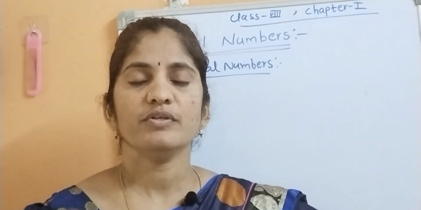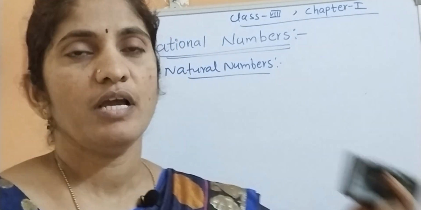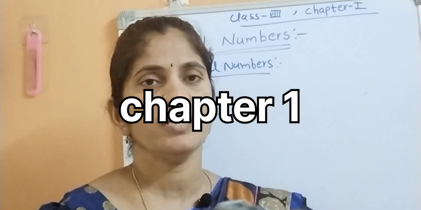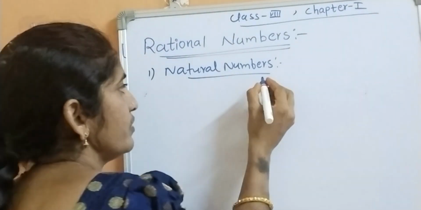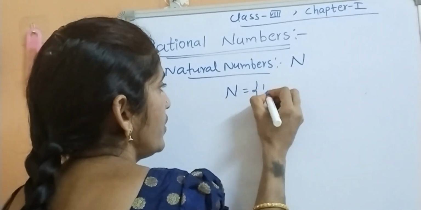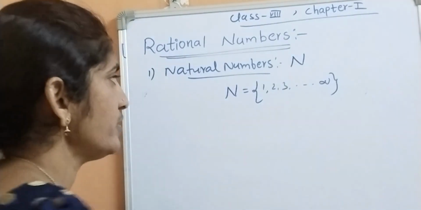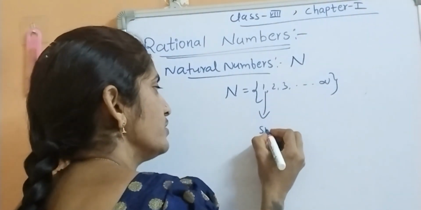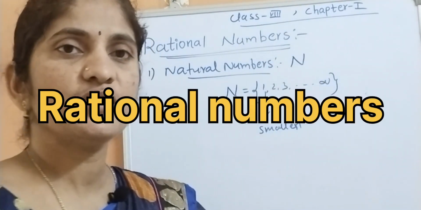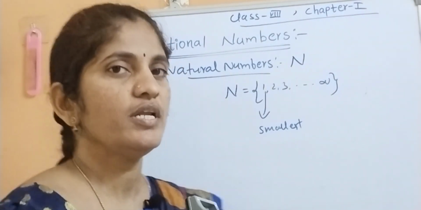If we want to count any items or things, we will use these numbers, that is the number system. Generally we use the natural numbers in day to day life. Natural numbers are denoted by capital N equal to 1, 2, 3, 4, 5 and so on to infinity. The smallest natural number is 1. Can you tell me which is the biggest natural number? We can't tell which is the biggest natural number.